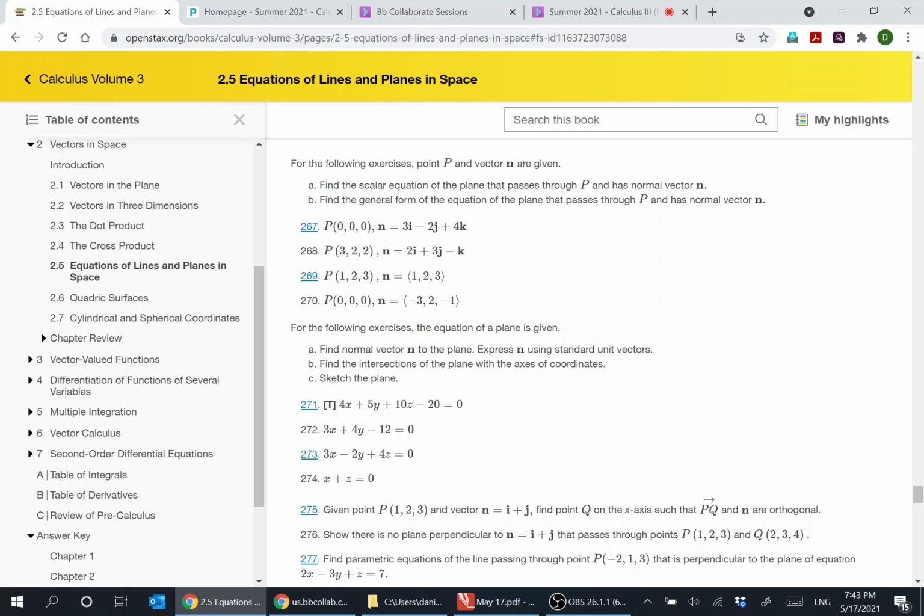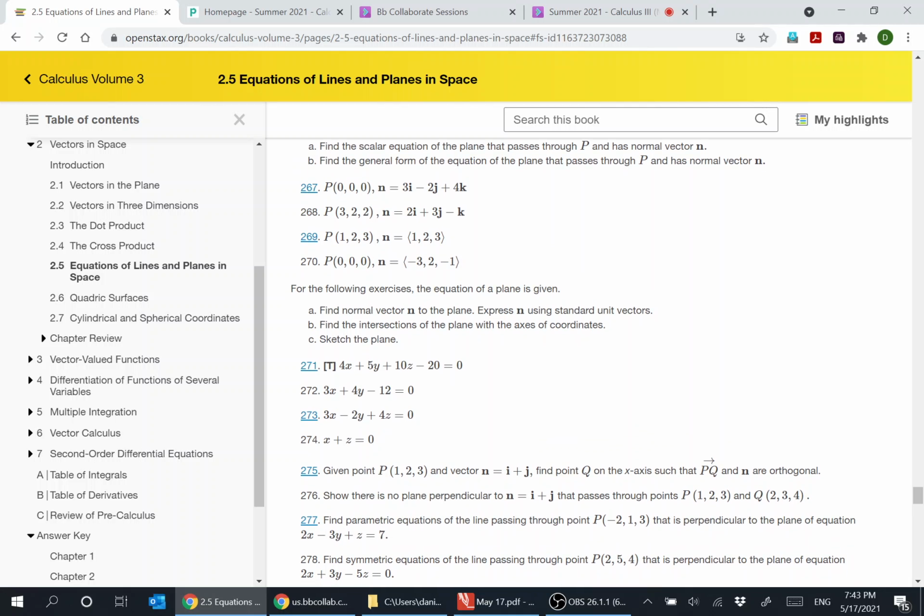So here's the plane. Find a normal vector. Express it however you want. Don't worry about unit vectors or coordinate vectors. Find the intersections of the plane with the coordinate axes. Sketch the plane. Okay? So this is an important way of thinking about planes.